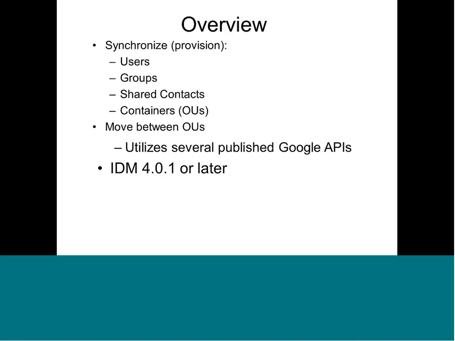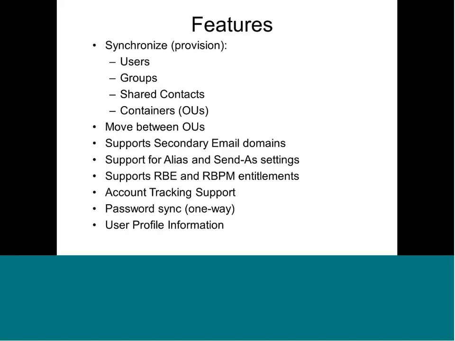Some of the features that this product offers include synchronization, or you might call it provisioning, of users, groups, shared contacts. These are contacts that are global to the entire mail domain, and containers, OUs. We're also supporting moves between OUs within the same mail domain, secondary mail domains within that primary mail domain, support for alias domains such as students.educationalinstitution.edu if it's not a true secondary but rather an alias, as well as setting those send as features on that user's account so that their from looks like it came from that alias domain.